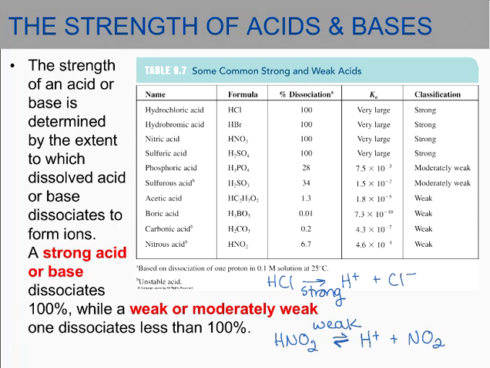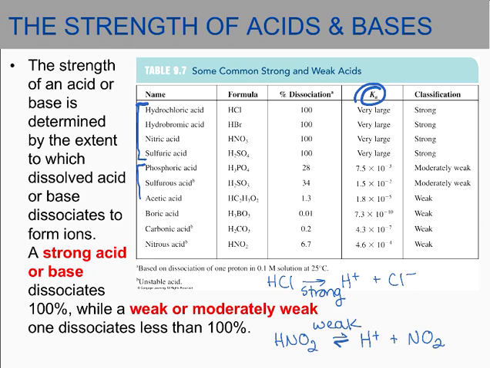All right, so there's a table in your textbook, table 9.7, that shows some common strong and weak acids. So hydrochloric acid, hydrobromic acid, nitric acid, and sulfuric acid are all really strong acids. So they dissociate 100% in water. And you can ignore this Ka value for now. We'll talk about what that is later, so just ignore that. Now, below that are some weaker acids. So phosphoric acid, sulfurous acid.